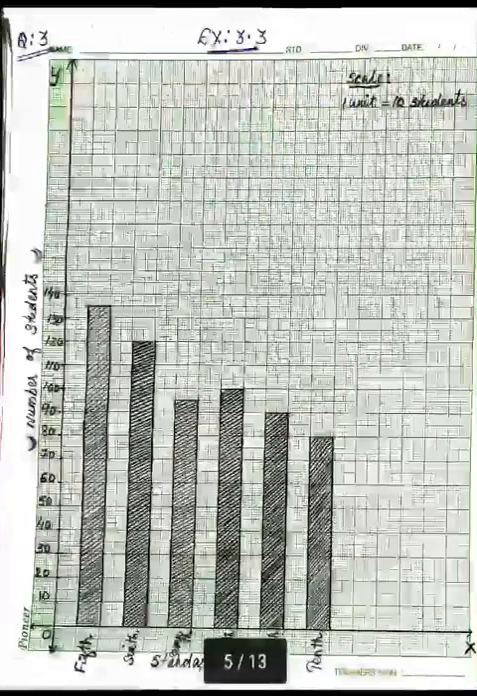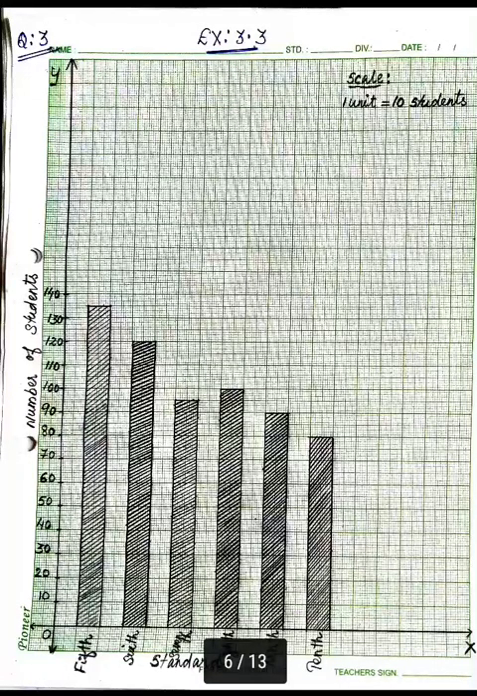Same way all the 6 classes are marked. To make it more attractive, you can shade the graphs also. You can shade the bars. Okay. It looks like this then. I hope it's clear to you how to draw the bar graph.